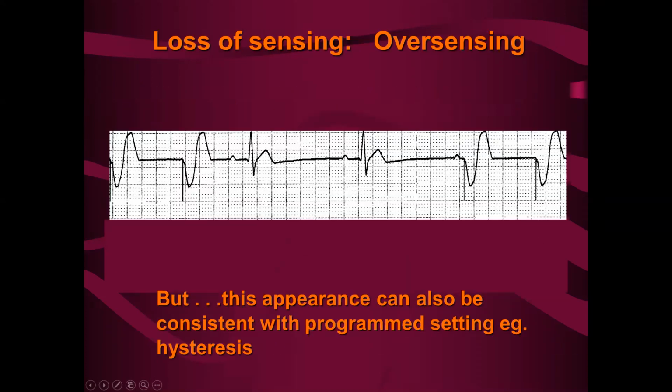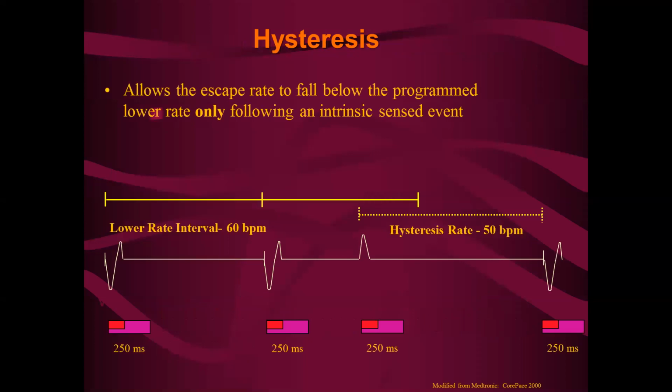Now that ECG appearance can also look the same as an appropriately programmed feature of a permanent pacemaker. We have a setting that's called hysteresis setting. So that's why if you're looking after a patient, you need to know what the pacemaker settings are, what the low rate is, what the sleep rate or the rest rate is. And also if somebody may have this hysteresis feature turned on. So hysteresis is a feature that allows the pacemaker to have an escape rate that is lower than the low rate of the pacemaker. And this is only whenever the patient sees an intrinsic beat.